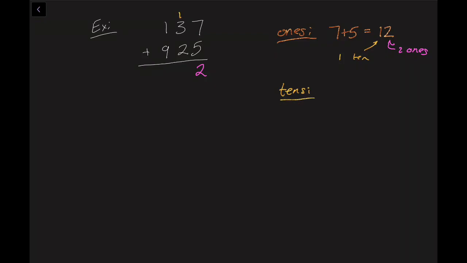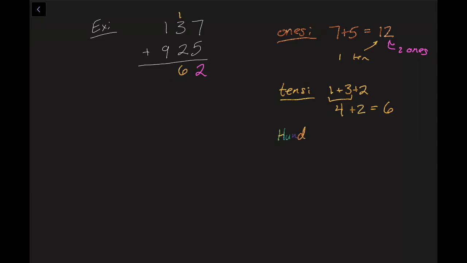So now when we add our tens together, we have the 1 that we carried over, the 3, and the 2. And we can add those together by 1 plus 3, that's 4, plus 2 is 6. So 1 plus 3 plus 2 is 6, and we'll put that 6 right there in the tens place.